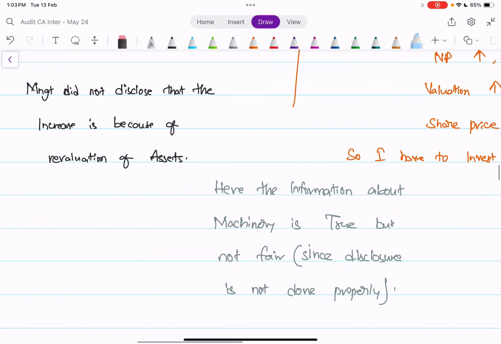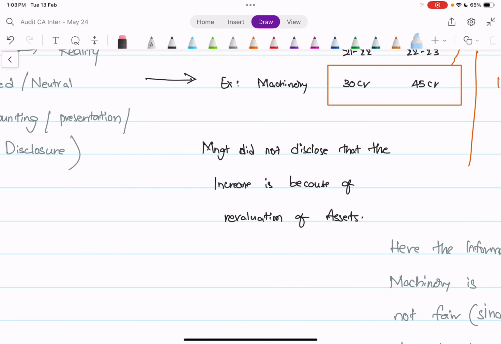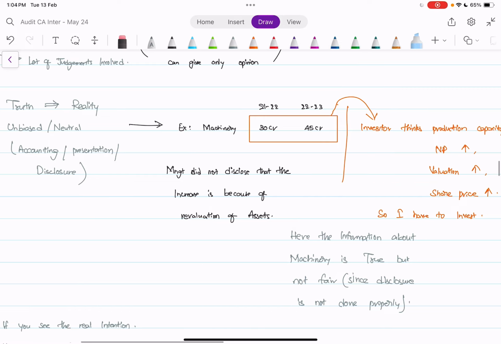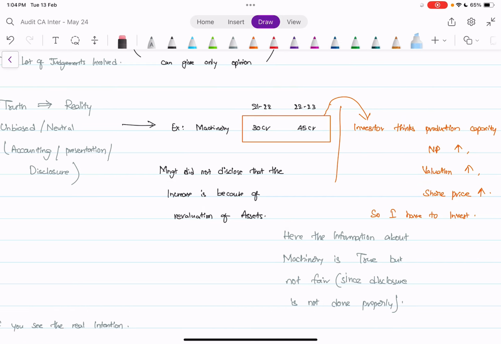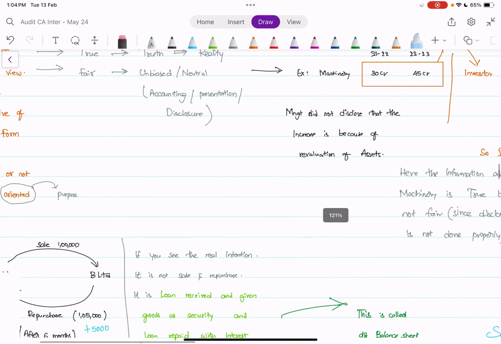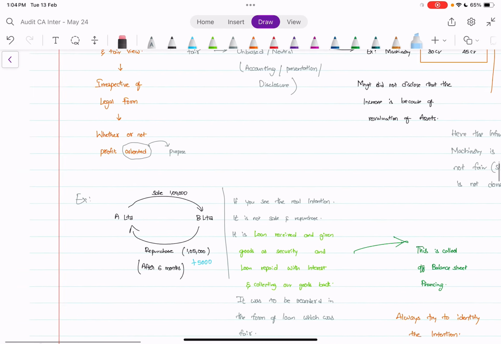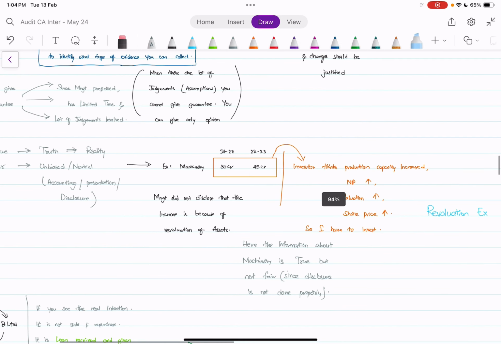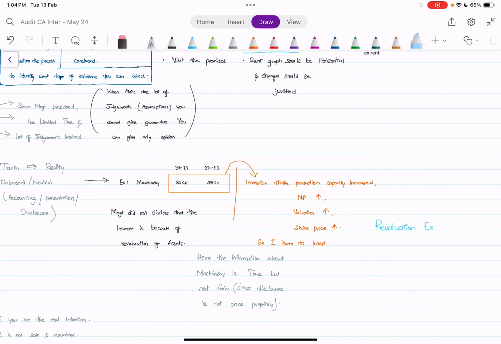What actually has happened is they have revalued the asset. And they did not disclose the same in the notes to accounts, eventually leading an investor to dump his money. The intention of the management may or may not be to disclose or not to disclose, but the non-disclosure has resulted in an investor taking a wrong decision, wrong conclusion.